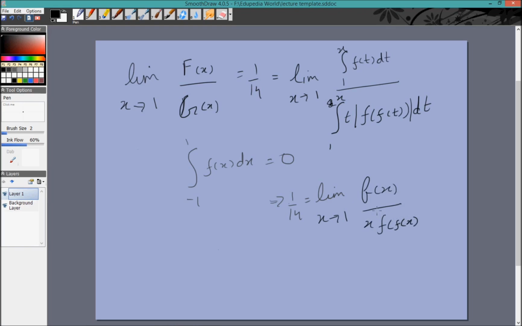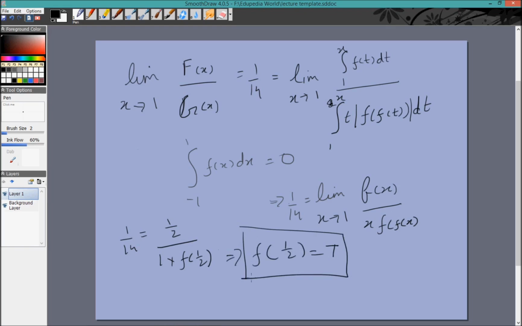And we know certain things for x is equal to 1. We know f of 1 is half, right? So we get 1 by 14 is equal to half divided by x is 1 into f of half, right? Because again f of x is half. So f of half comes out to be 7. So this is my final answer.